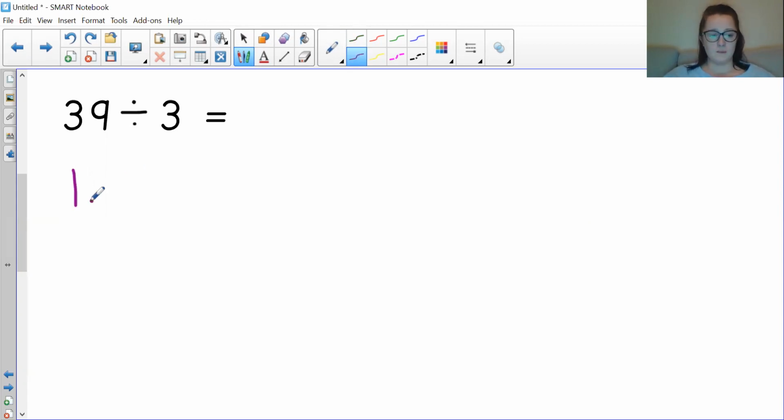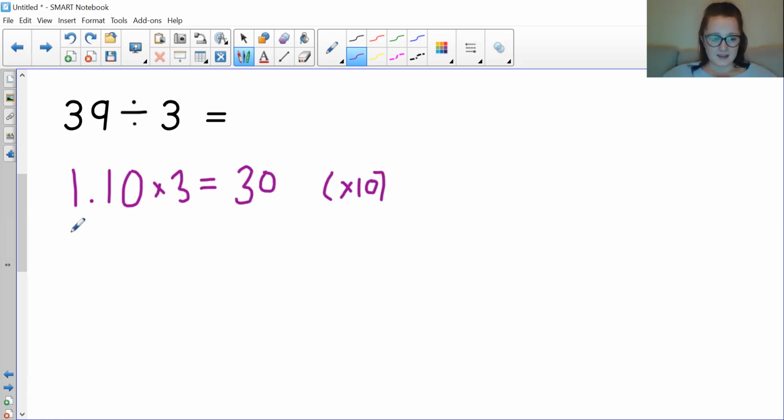So step number 1, okay? I'm going to look at how many times I can get 3 in 39. So I know that, using a fact from my head, 10 times 3 is 30, okay? So I'm going to write that here. 10 multiplied by 3 equals 30, okay? And in the brackets here, I'm just going to do it times 10, just so that I know.